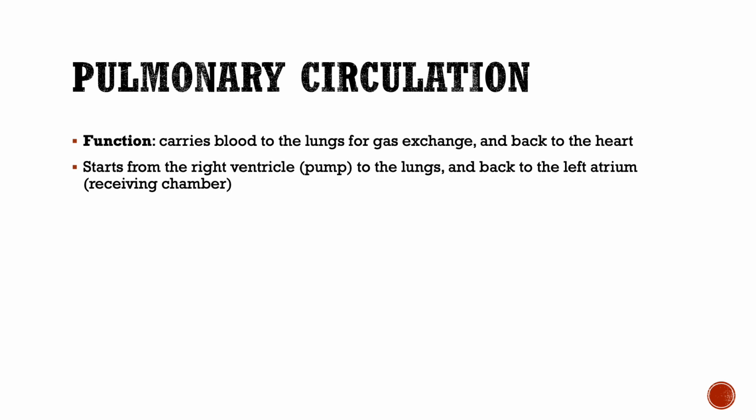Now, let me talk about the pulmonary circulation. So, the right side of the heart works as the pulmonary circuit pump. Its main function is to carry blood to the lungs for gas exchange and back to the heart. The pulmonary circulation starts from the right ventricle to the lungs and back to the left atrium of the heart, which is the receiving chamber.